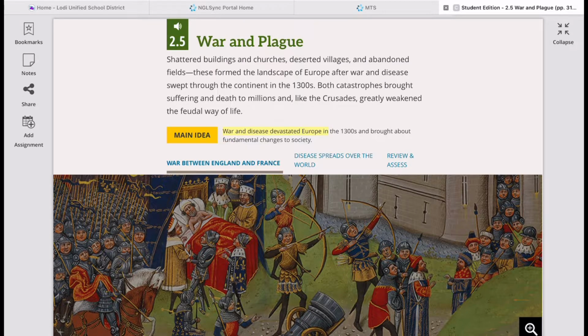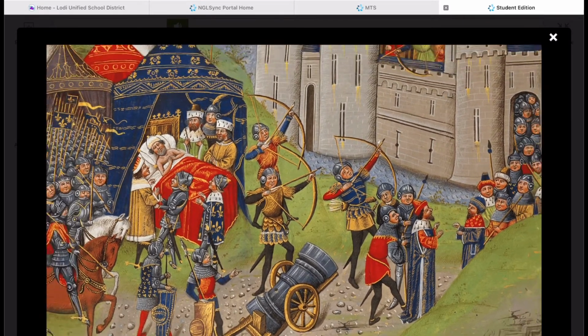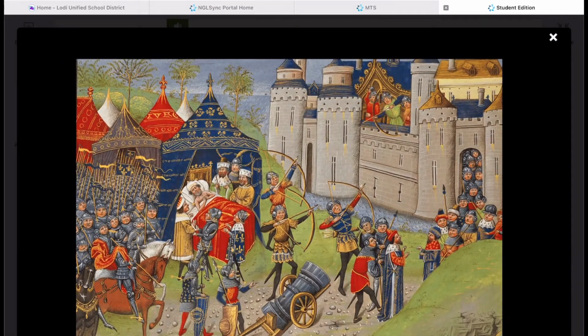Today, we'll talk about two things: the 100 Years' War between France and England, and the bubonic plague that swept across Europe, killing about a third of its population. The 100 Years' War was first not a continuous conflict, but rather a series of wars that dragged on for about 116 years. So it's more than 100.